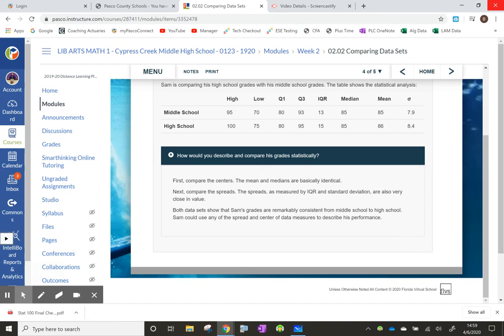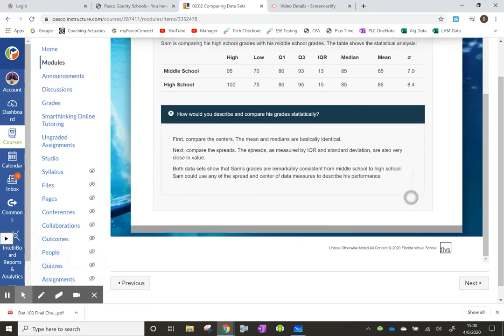Yes, and you can tell that from the interquartile range as well. The interquartile range is 13 for middle school, where it's 15 for high school. A smaller interquartile range means, again, more tightly compacted data. A bigger interquartile range would be more spread out data. So the middle school is tightly compacted because the interquartile range of 13 is smaller than high school's 15, and its standard deviation of 7.9 is smaller than the high school's at 8.4. So given its numbers are smaller, it's less spread out. We can tell that by looking at our data.